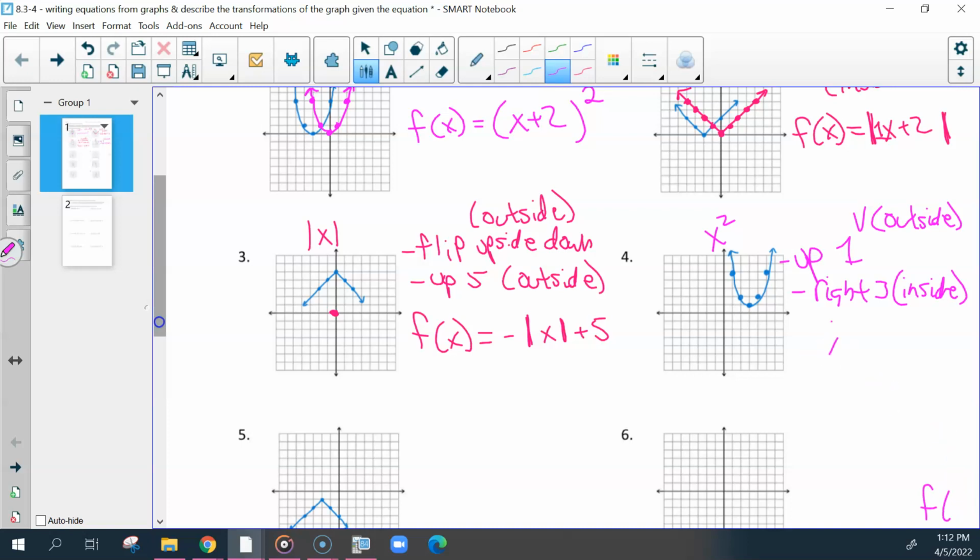So f of x equals, and then on the inside, how would we write right 3? Not plus. x minus 3 because it's opposite. Just look at it. Not everything, just the horizontal things. So if it's going right, you really write minus. If it's going left, you write plus.